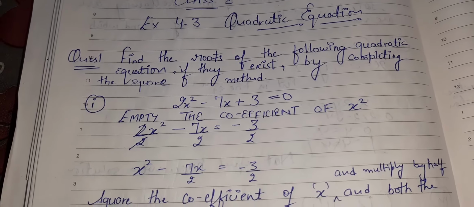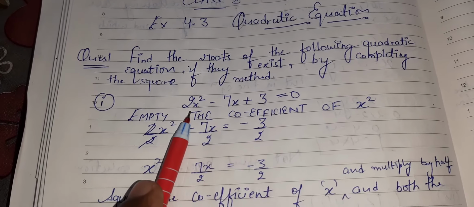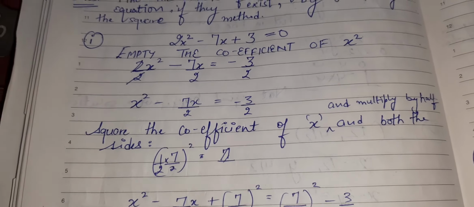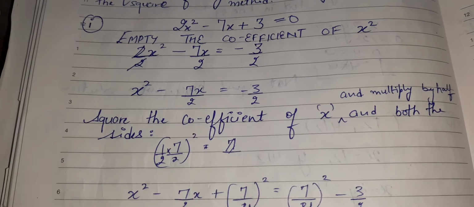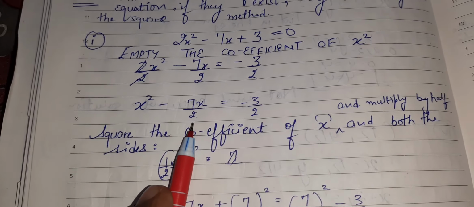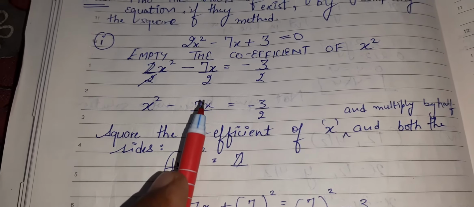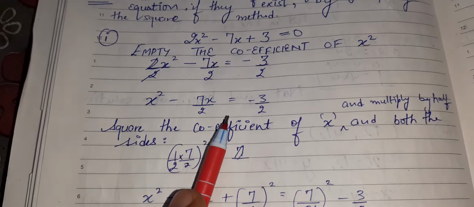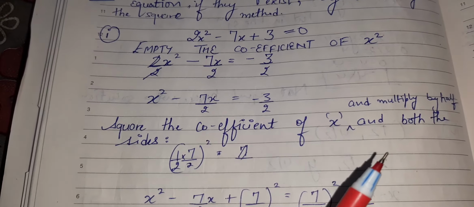Please understand the method very carefully. First of all, you just have to make the coefficient of x square 1. Bring the constant term to this side. Got it? Now, this is the very crucial or very drastic step, you can say. What do you have to do? You have to take the coefficient of x, multiply it with half, square it, and add it to both sides.